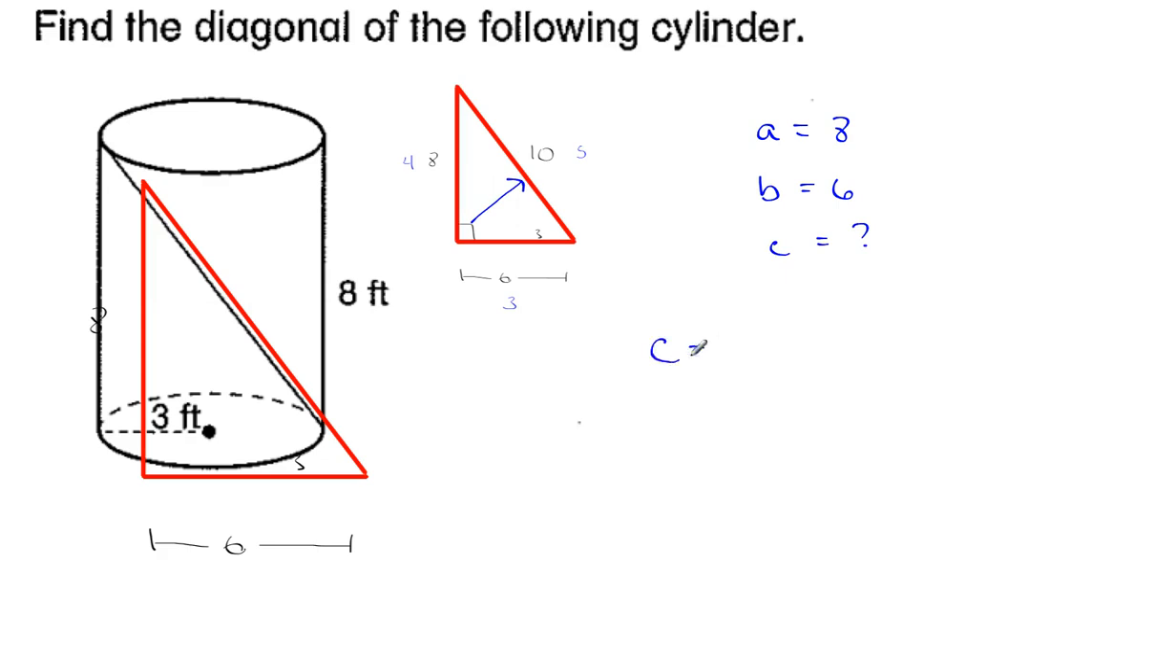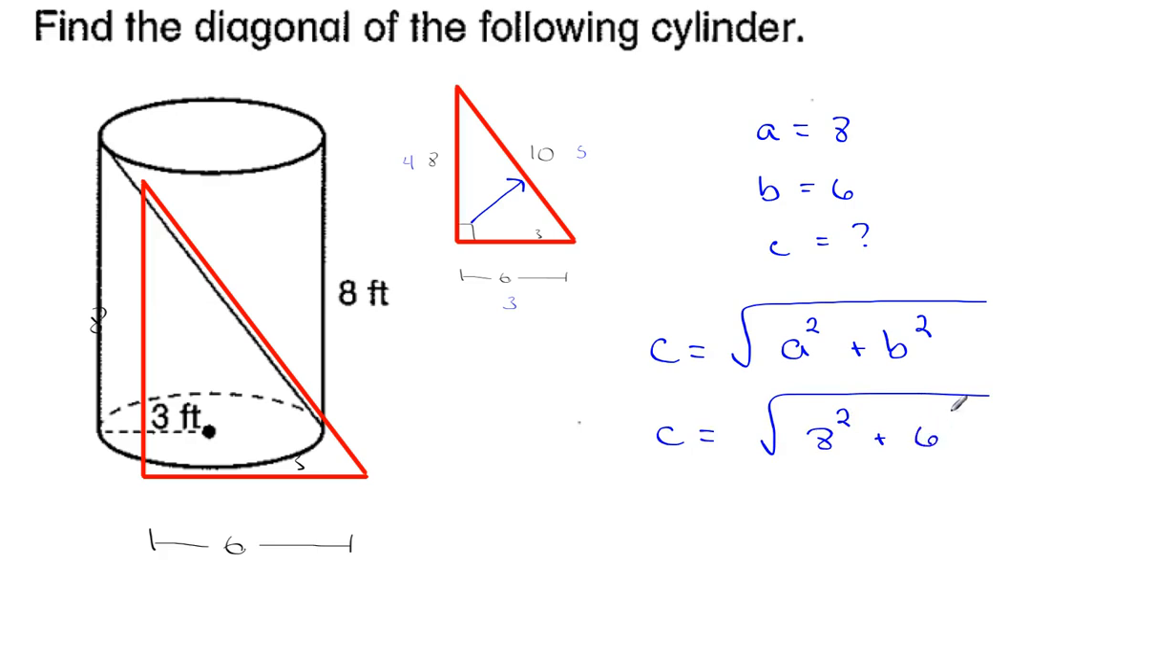So again, C equals, taking the formula from the previous problem, the square root of A squared plus B squared. So C is equal to the square root of 8 squared plus 6 squared, which is going to be the square root of 100, or 10.